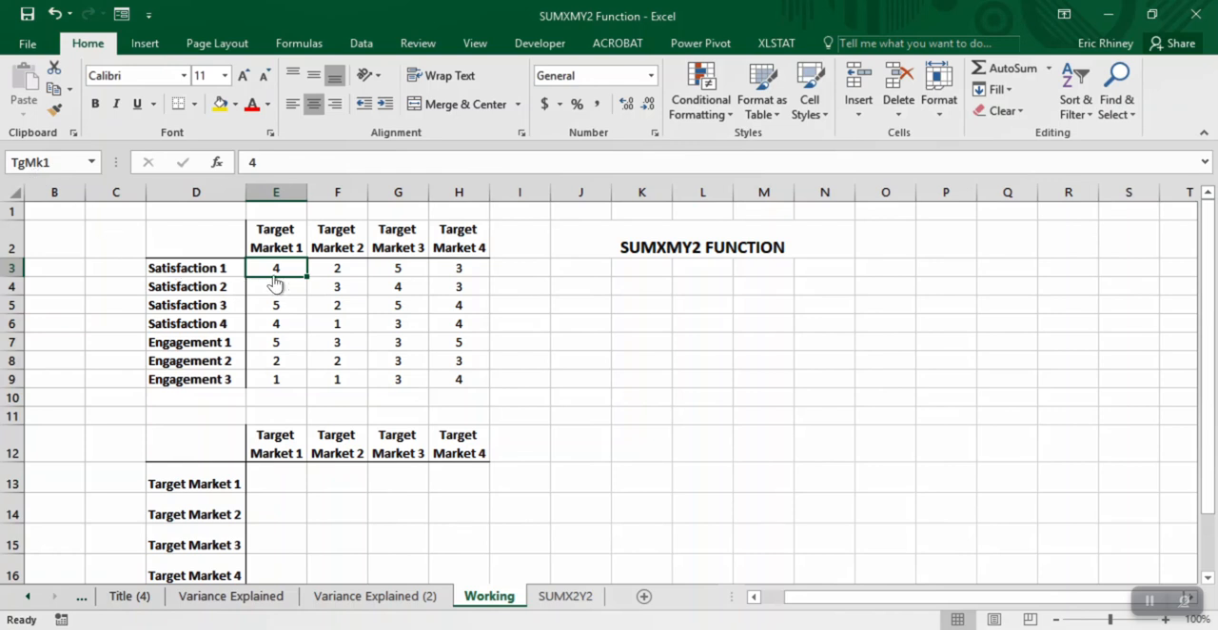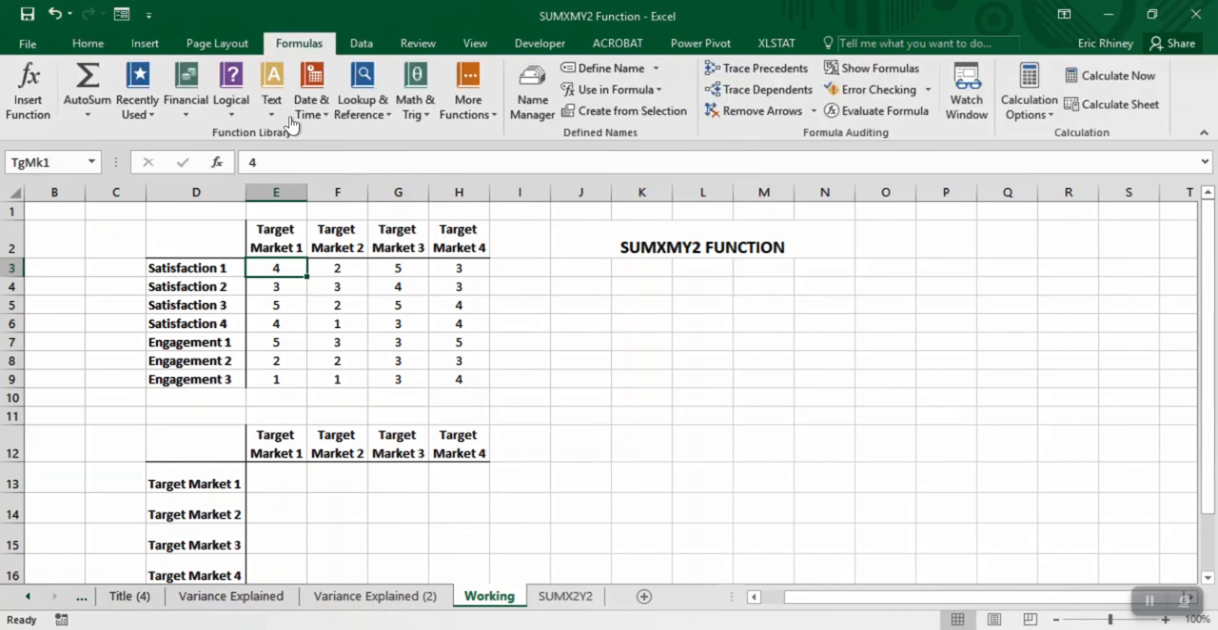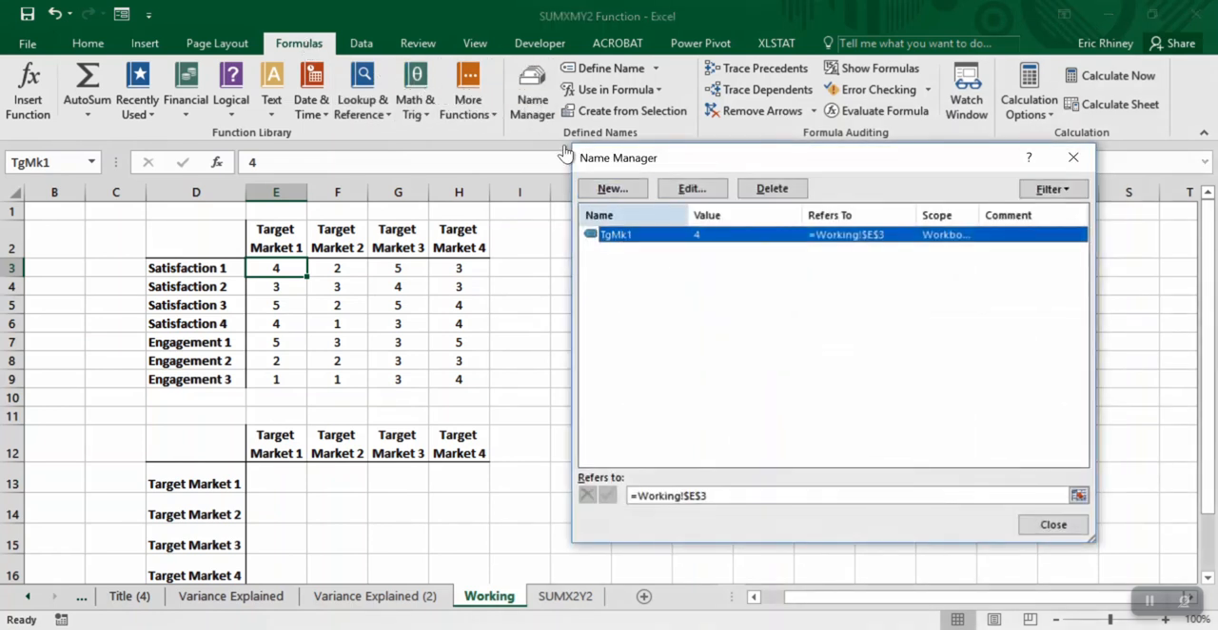So if you make that type of mistake, go over to Formulas, and you can open Name Manager here. You can see where it's TGMK1, and it says what the value is, because the value is 4, and it tells you what it's referencing. It's referencing only this E3. Well, that's not what I wanted to reference. I wanted to reference all of this.